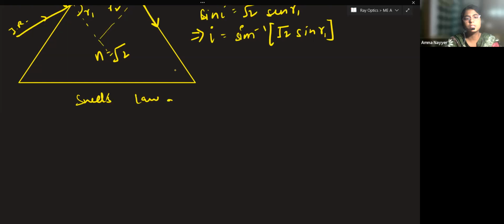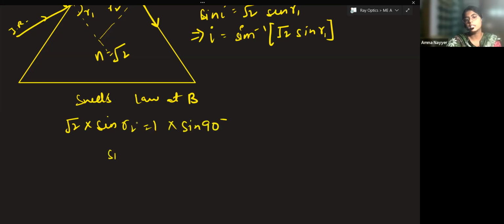For sine R1, we'll use Snell's law at point B. So that will become sine, first angle in that is root 2. You can write root 2 multiplied by the angle that is present, R2. Here the refractive index is 1 for air, into sine 90 degrees. So sine R2 is what?